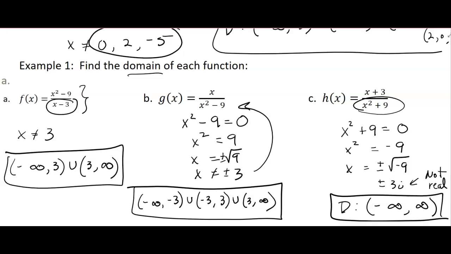If you want to think about it a little bit more, there's no real number that's going to make the denominator 0. You're going to square something and get it positive, no matter what it is, and then you're going to add more positive. So it's just going to be a positive number. There's no chance that it's going to be 0.